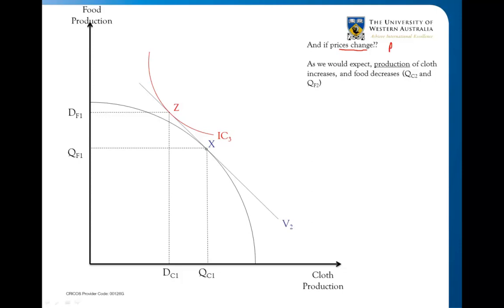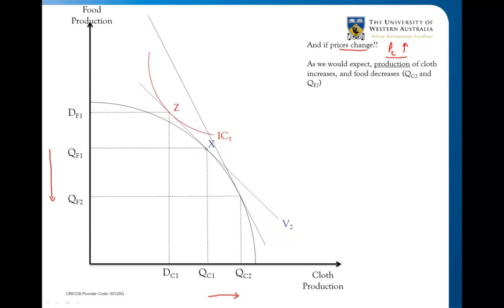So here I've got the price of cloth again, or the relative price of cloth increasing. Yeah. So again, we're going to have this steeper curve here. Now the optimal point in terms of production is, as we would expect, with the price increasing, the producers of cloth are willing to supply more, produce more, and in terms of the production of food, that's going to decrease. So when relative prices move in favour of cloth, we're going to get an increase in the production of cloth, decrease in the production of food.